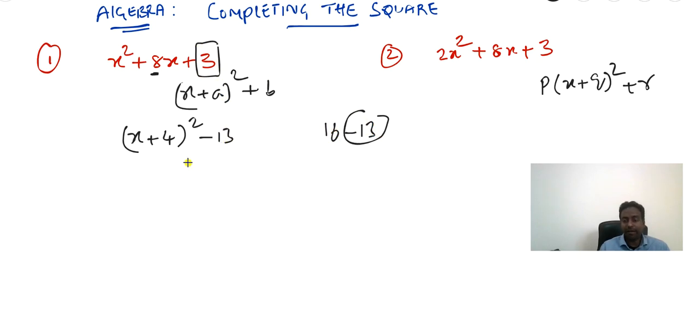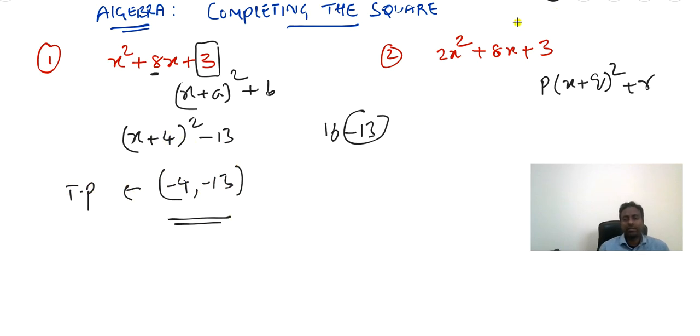And if they ask you to find the turning point, which is extra, then you can say the turning point is the x vertex is minus 4. You have to take the opposite, and here you don't have to flip it, minus 13. This is the turning point.